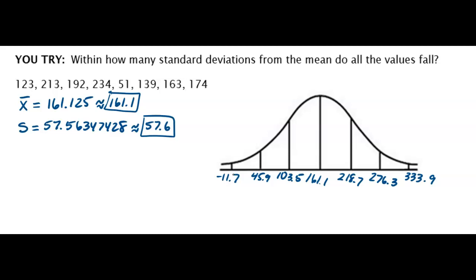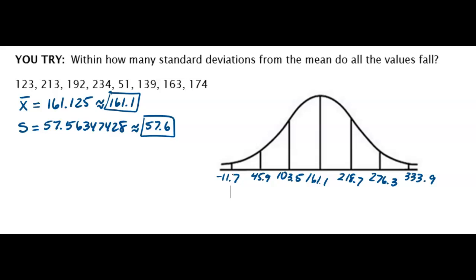So it just means that all the values in this last little section between negative 11.7 and 45.9, we would only really be talking about the ones that are 0 or greater. All right, so now that we've done that, we can actually move on to what this problem is asking us.